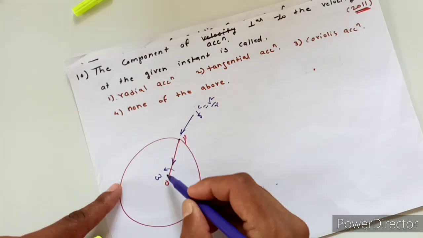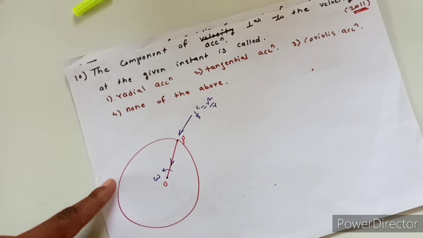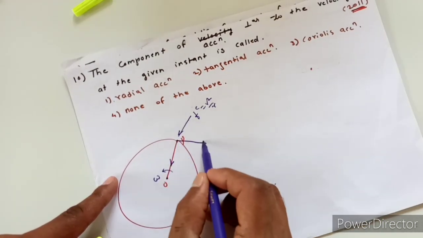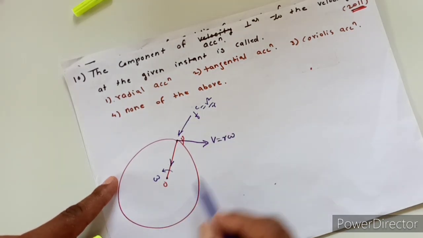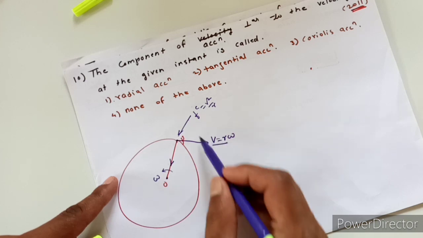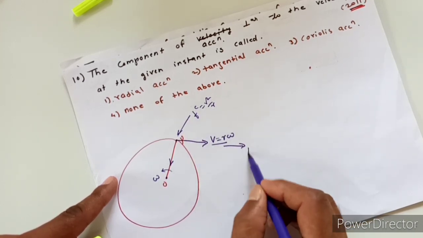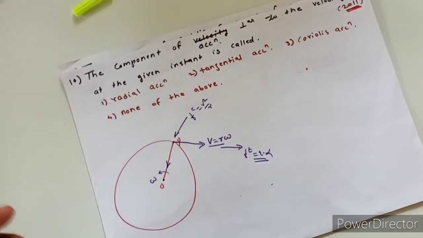So if we consider OP as a link, the centripetal component is parallel to the link. Now this point will have some linear velocity v, which equals r into omega. So for the change in direction of this v, we have radial acceleration, and for change in magnitude of v, we have another acceleration called tangential acceleration. Ft equals r into alpha.